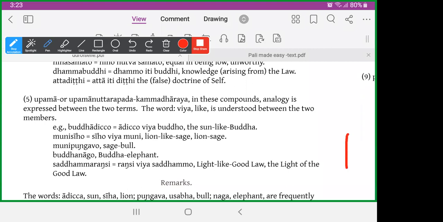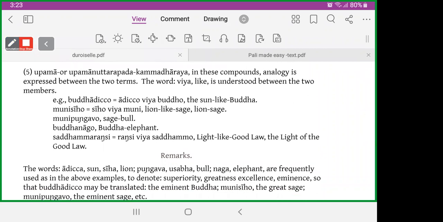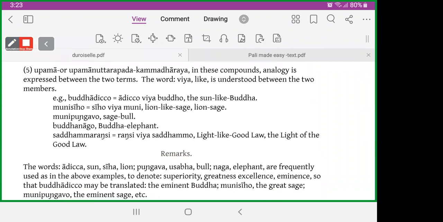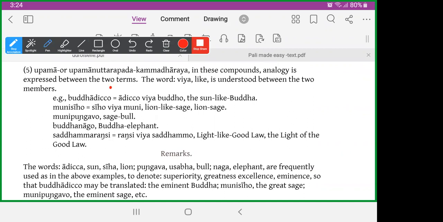We have a monk called Nyana Lamsi, no? Yes, Nyana Lamsi. So what's the meaning here? He's like knowledge, like the light, like knowledge. Okay, so this is called upama.